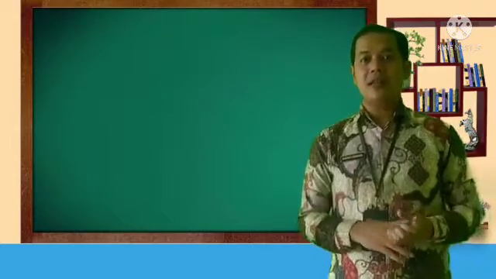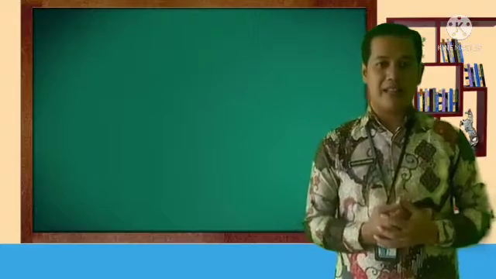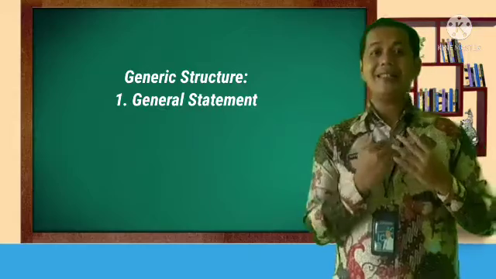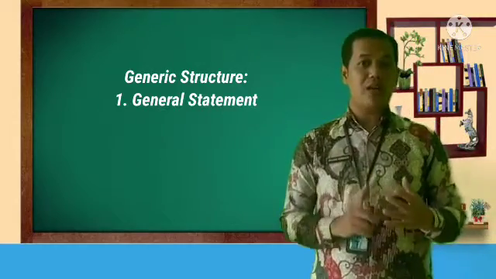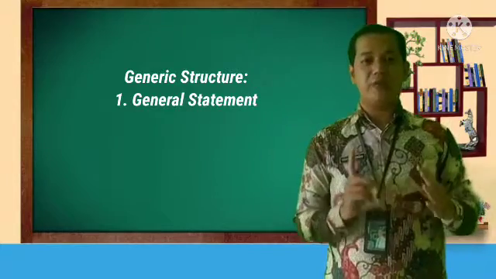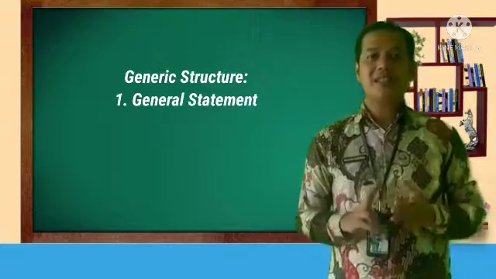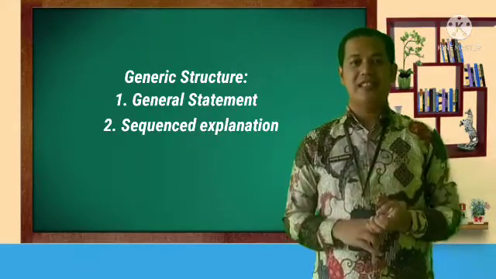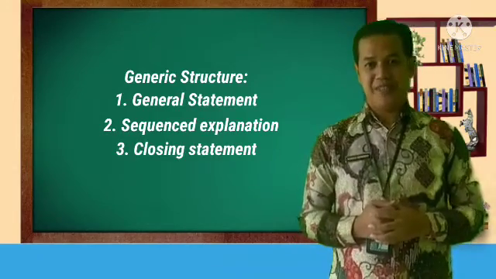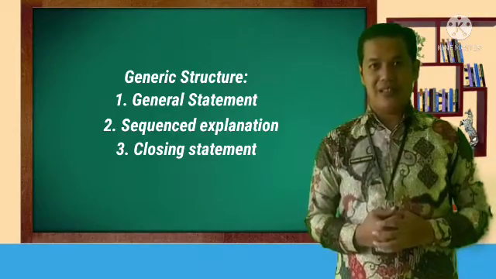The second one, let's discuss the general structure of this text. This text usually starts with a general statement. The general statement is usually in the first paragraph. The second one continues with sequence explanations. And the third one is a closing or concluding statement. So that's all the general structure.